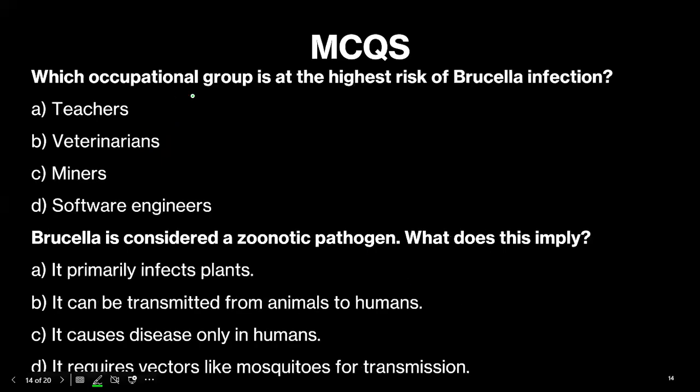Which occupational group is at the highest risk of Brucella infections? Teachers, veterinarians, miners, and software. So veterinarians, because they are in direct contact with the animals.